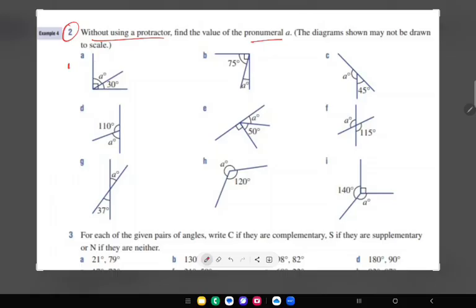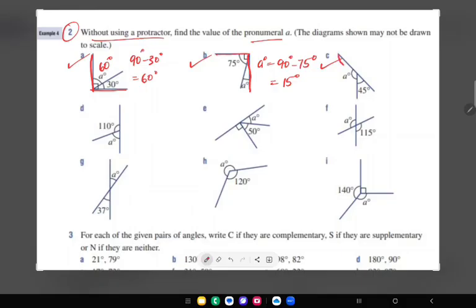So here in part A, it's 90 degrees. What do we do to find the missing angle? You subtract from 90. So that's 60 degrees. So the missing angle is 60 degrees. Now part B is again a right angle. See, it's making a perfect L shape. So we have to subtract the 75 degrees from 90. So A degrees equals 90 degrees minus 75 degrees, which is 15 degrees. Good enough.